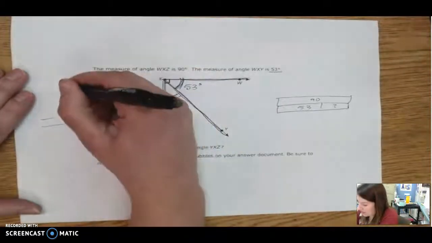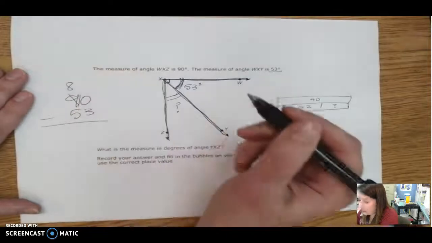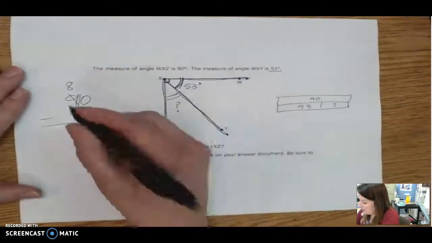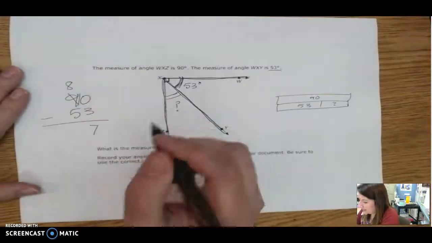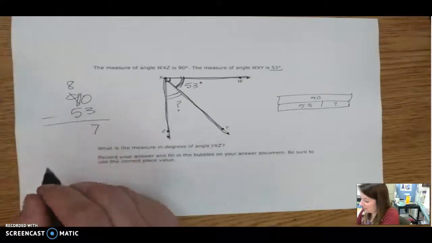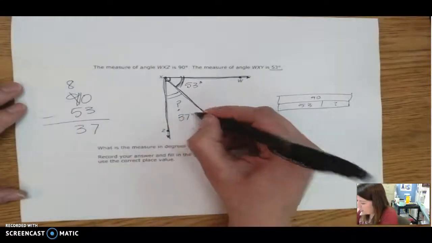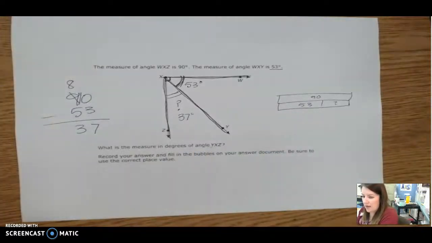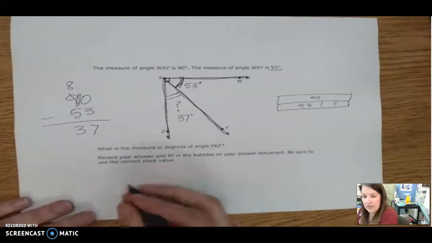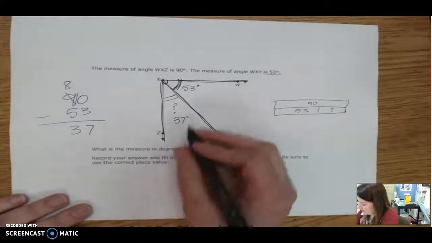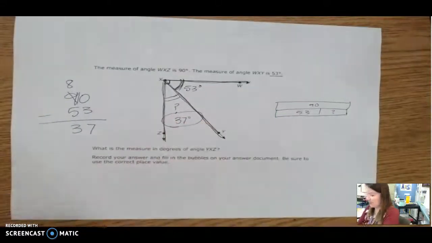Make sure you subtract correctly. You're going to have to do some regrouping, maybe. 10 minus 3 is 7. 8 minus 5 is 3. This should be 37 degrees. And then you would type your answer in, or whatever it is on your paper. Okay, so this one should be 37 degrees.